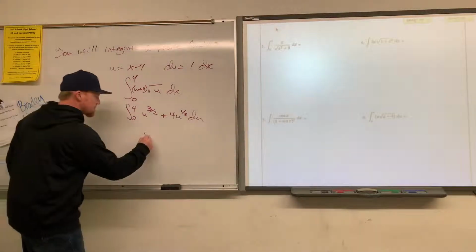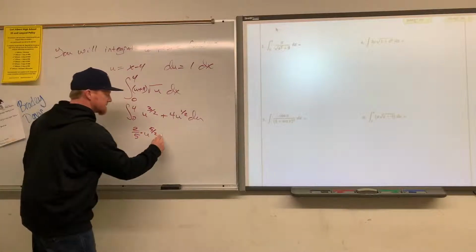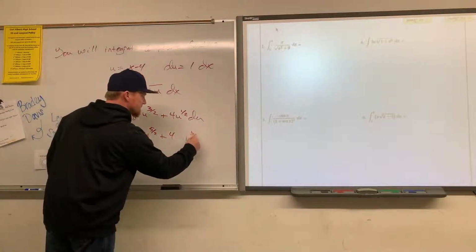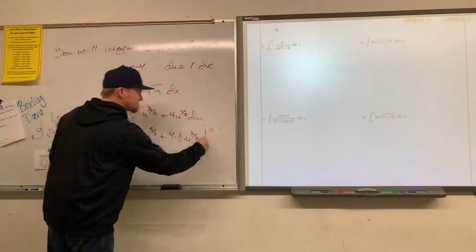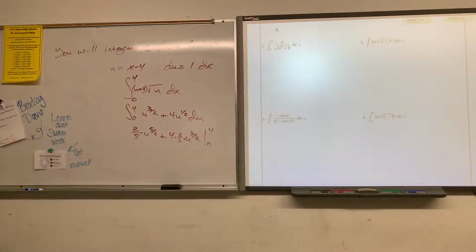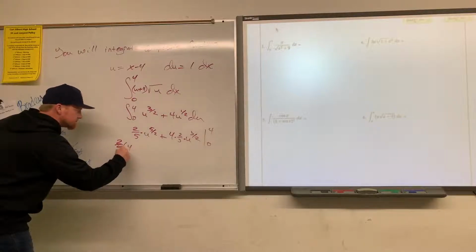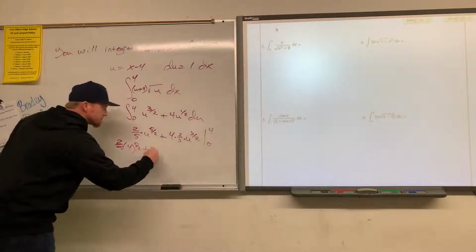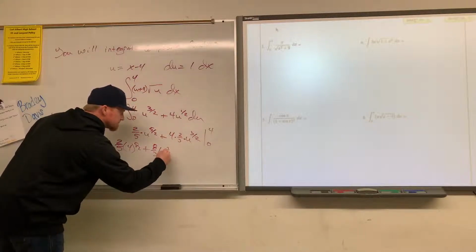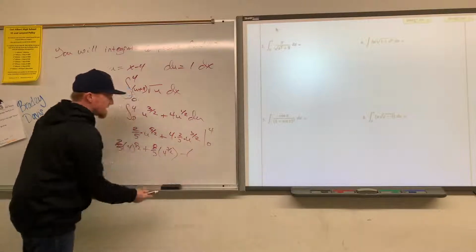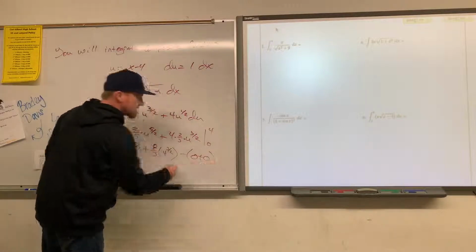Integrate. So this is going to be 5/2, 2/5. This is going to be 3/2, 2/3, 0 to 4. So plug in the 4. This is 8/3. Plug in the 4. Minus, when I plug in the 0, that's going to be 0, and that's going to be 0. So 0 plus 0.